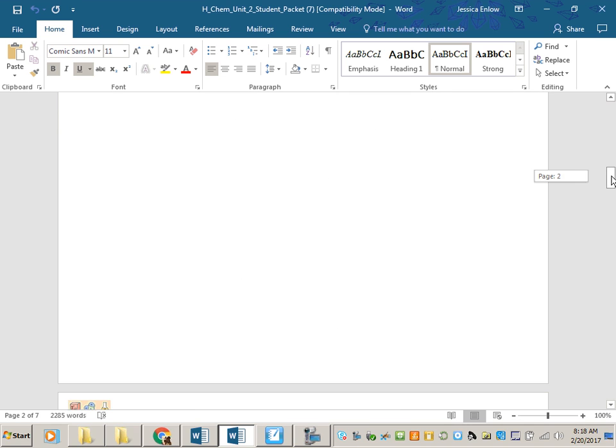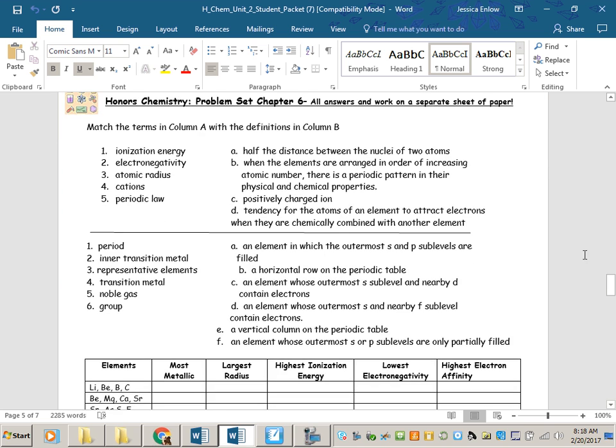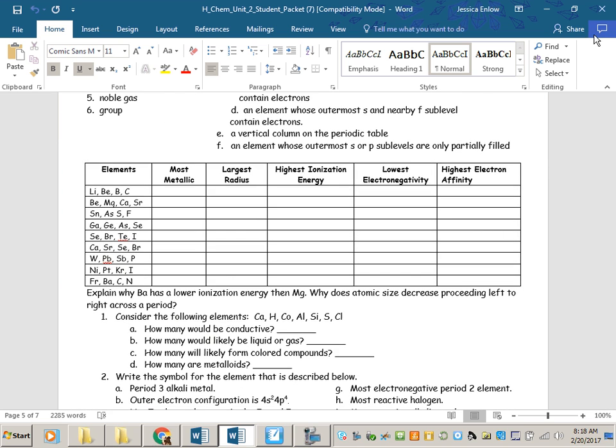All right, eyes up here for me. In 5, 4, 3, 2, 1. Thank you. Tell me which columns should mirror each other. They should be exactly the same because they're following the same description and the same trend. Most metallic and largest radius. Okay, so most metallic and largest radius both run which direction? Increasing which way? To the left and down.